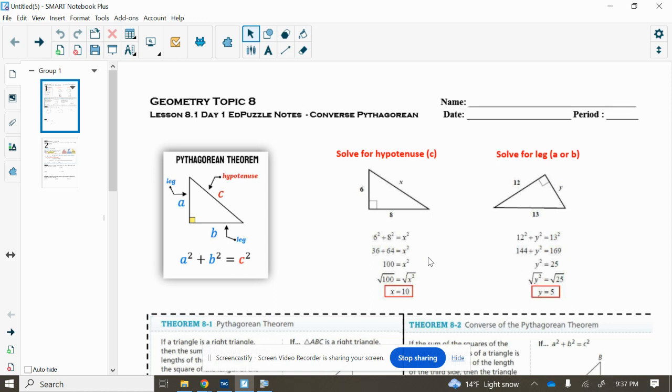And welcome to lesson 8.1, day 1. Today we are going to talk about the converse of the Pythagorean theorem.